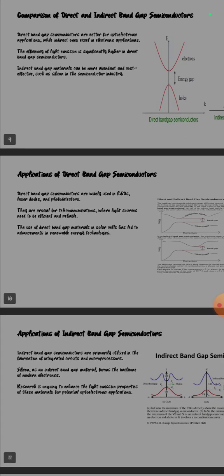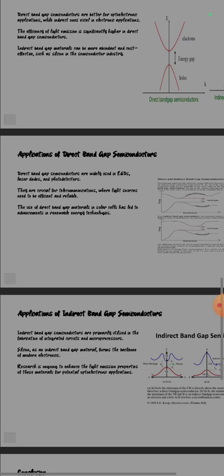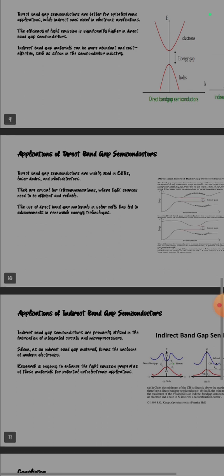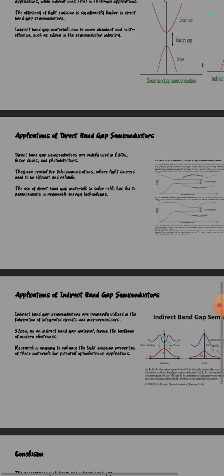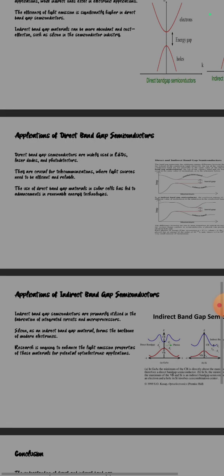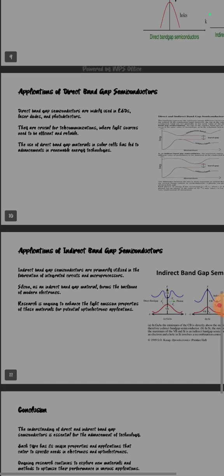Application of direct bandgap semiconductor. Direct bandgap semiconductors are widely used in LEDs, lasers, diodes and detectors. They are crucial for telecommunications where light sources need to be efficient and reliable. The use of direct bandgap materials in solar cells has led to advances in renewable energy technologies.